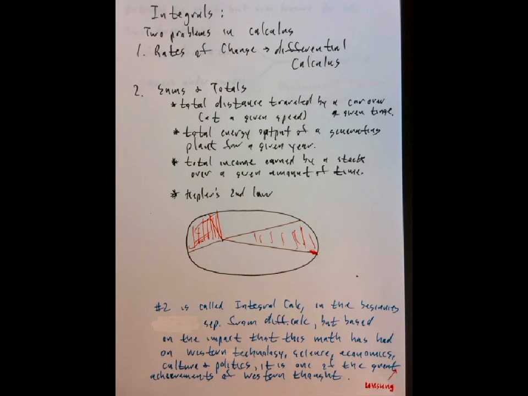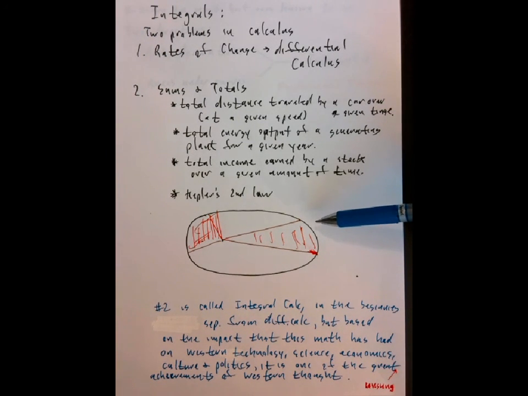So, for example, and this is the first example we're going to use to figure out what this means, is the total distance traveled by a car when it's traveling at a certain rate of speed, or the total energy output for an electrical generating plant for a given year, or maybe the total income earned by a stock as it fluctuates up and down in value over a given period of time, say an entire year.